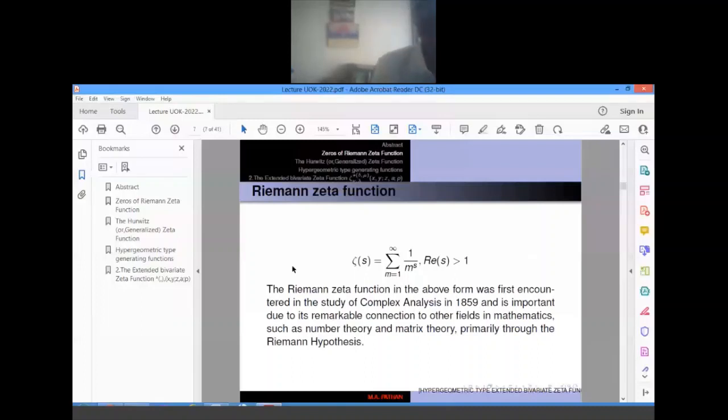Now, first of all, let us consider some more particular interesting aspects of Riemann zeta function. So, for this purpose, this zeta(s) is considered again. This Riemann zeta function in the above form was first encountered in the study of complex functions in 1859. That means almost 160 years back. And it is important due to its remarkable connection to other fields in mathematics, especially number theory and measure theory, and primarily through the Riemann hypothesis.